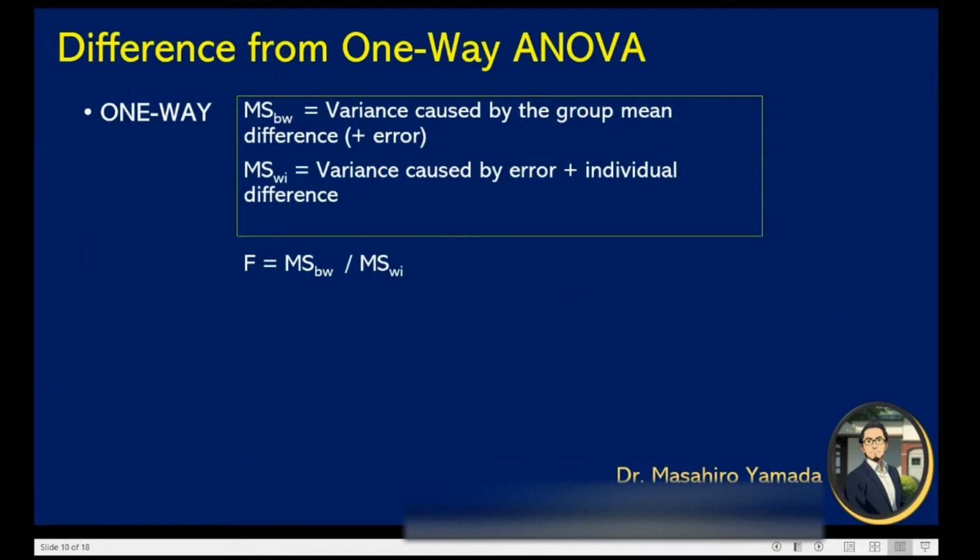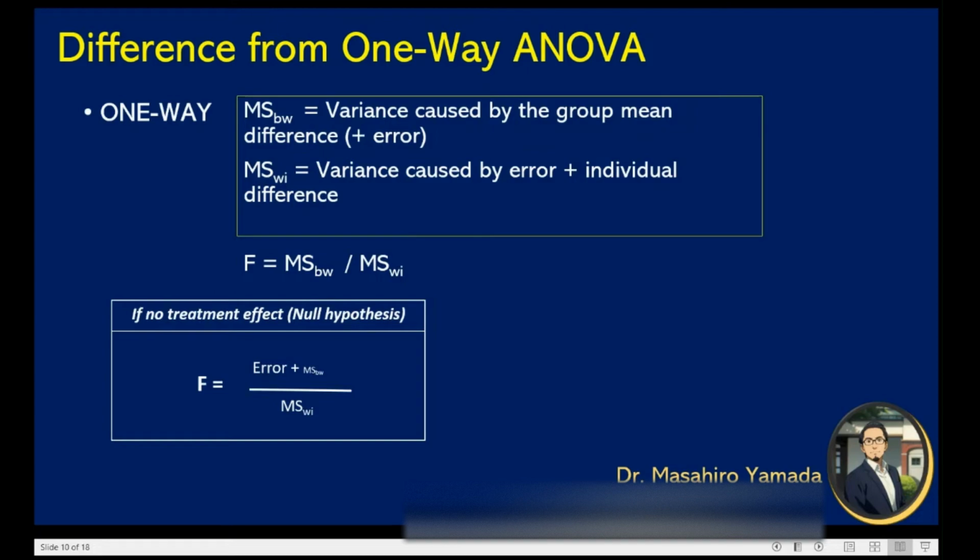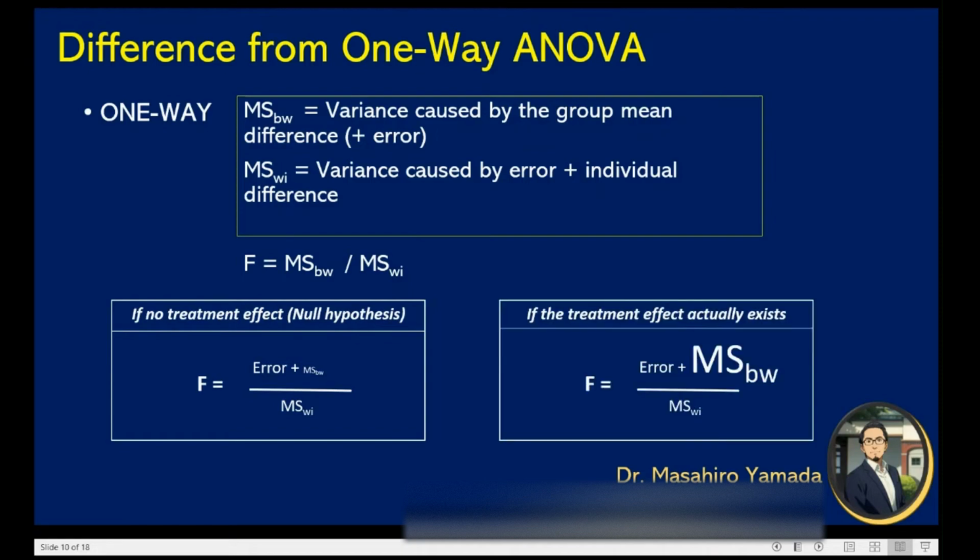So I'm going to go through a quick review of one-way ANOVA. In one-way ANOVA, you compare the MS between treatment over MS within treatment. MS between treatment indicates the variance caused by the group difference, and the denominator, MS within treatment, is the variance caused by error and individual differences. If there isn't any group difference, then the numerator will be smaller, but if there is a group difference, the numerator will be larger, therefore the F score will be larger.